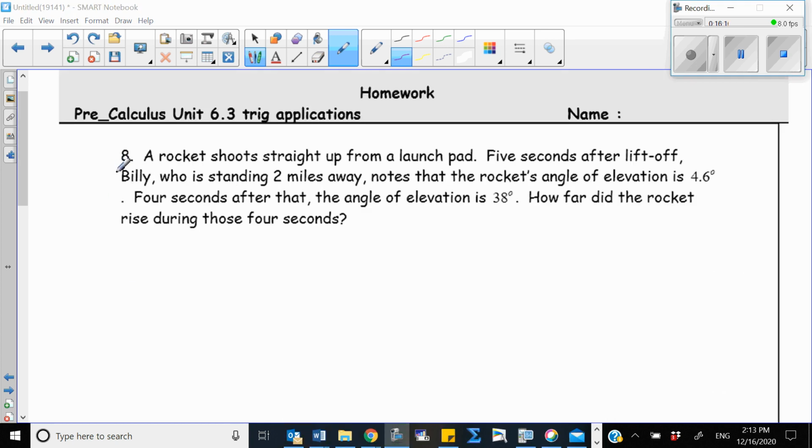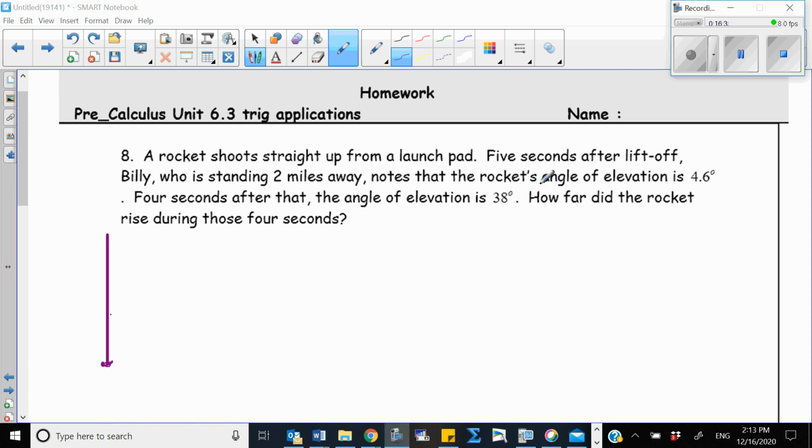Okay, now let's work on question number 8. A rocket shoots straight up from a launch pad. So let's say it's here and shoots straight up from a launch pad. So it goes vertically. We know that the rocket goes vertically.